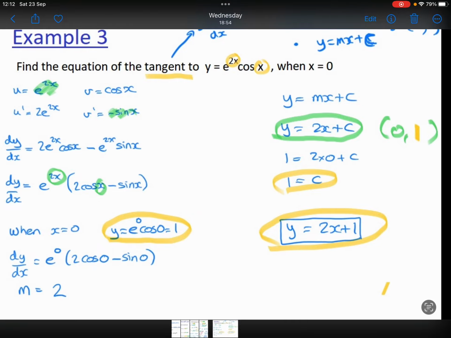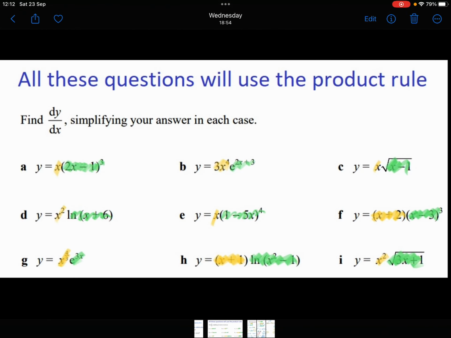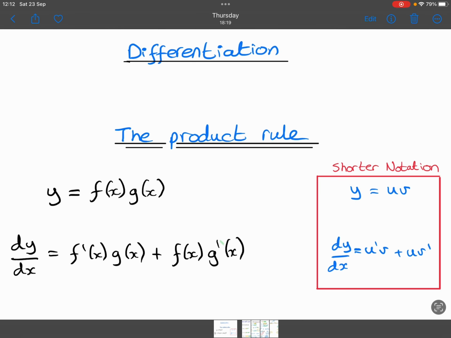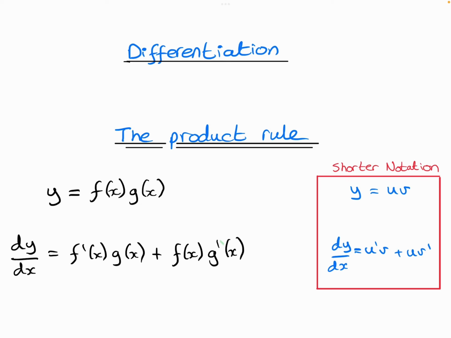And there we go, that is the product rule. If y equals u times v, then the gradient is u dash times v plus u times v dash.